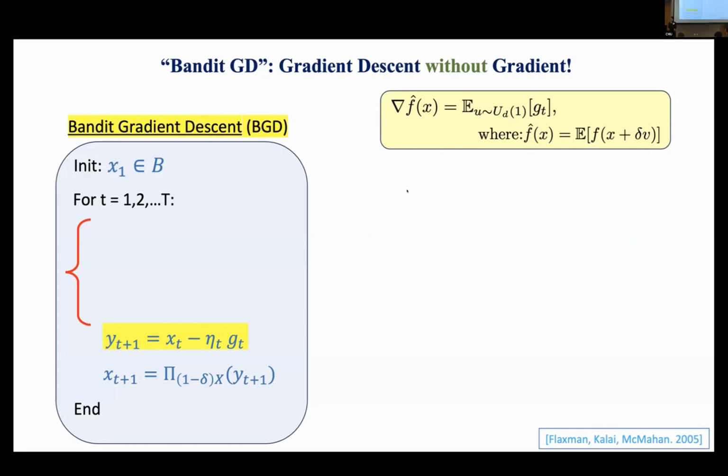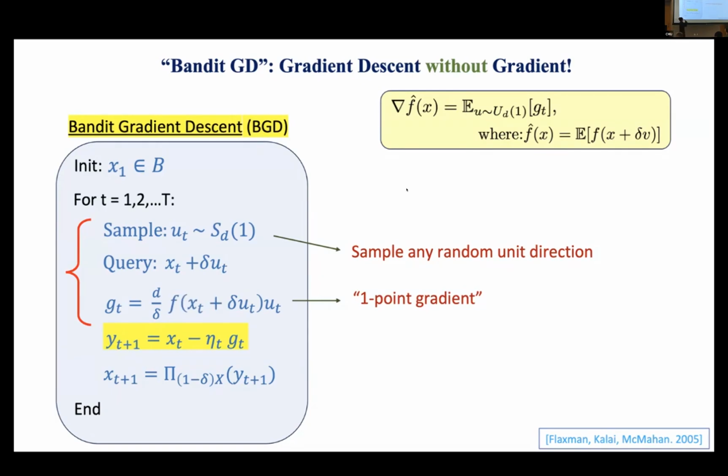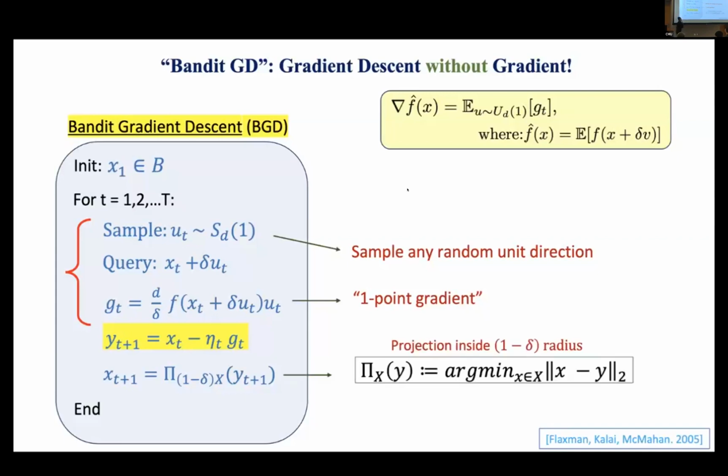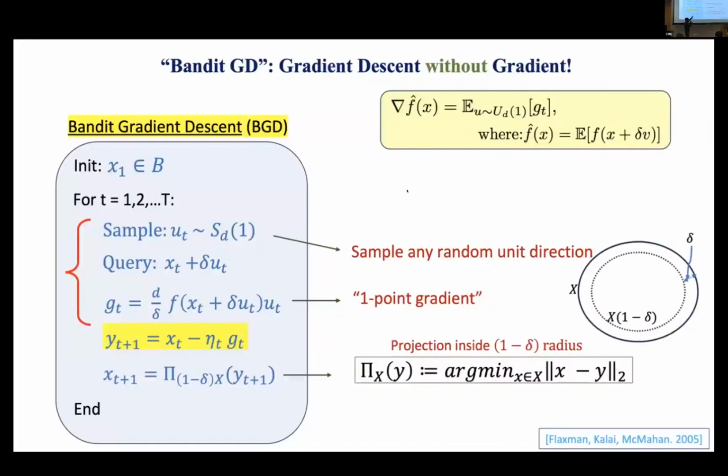And how do I compute this gt? Essentially sample any unit vector in dimension d, and query the point xt plus delta ut. xt is my current estimate of the minimum. So I can initially start with some x1 and I keep updating my xt. Find this estimated vector gt, which we show is approximately the gradient of the function at the point x, and then make a step in the opposite direction of the estimated gradient and project. Same algorithm, instead of grad f xt, we are using gt.